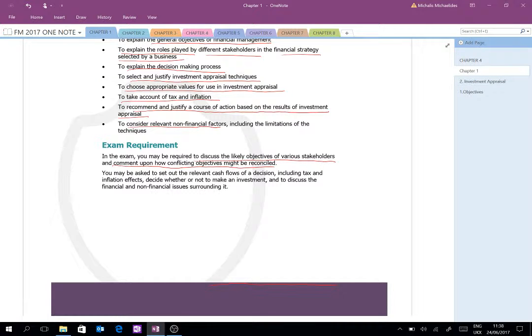You may also be asked to set out the relevant cash flows of a decision. These are cash flows which are directly related to a decision, including tax and inflation. And then you need to be in a position to decide whether or not to make an investment and to discuss the financial but also the non-financial issues surrounding such a decision.